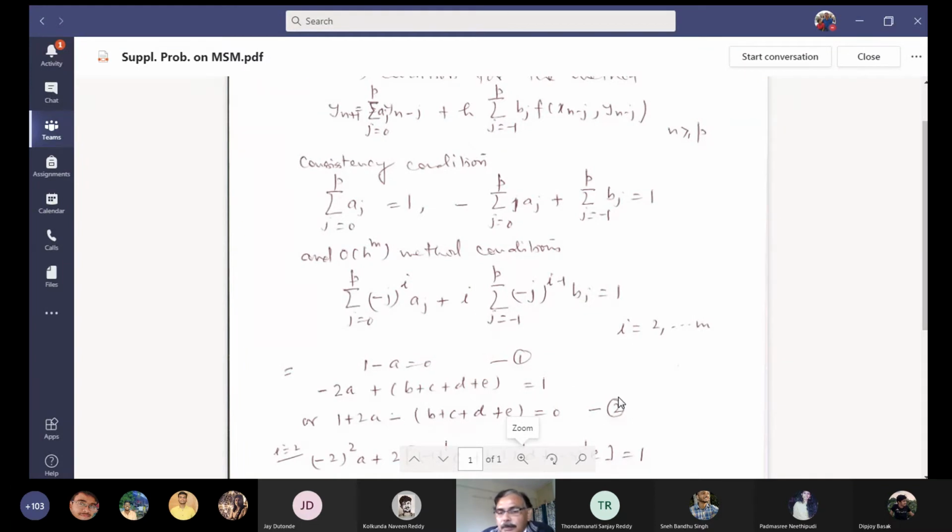Now, in the first method, I told you to write down the Taylor expansion, collect the coefficients of powers of h starting with h to the power 0, and make them 0. In the second method, apply the theorem. Both ways you will get the same thing.